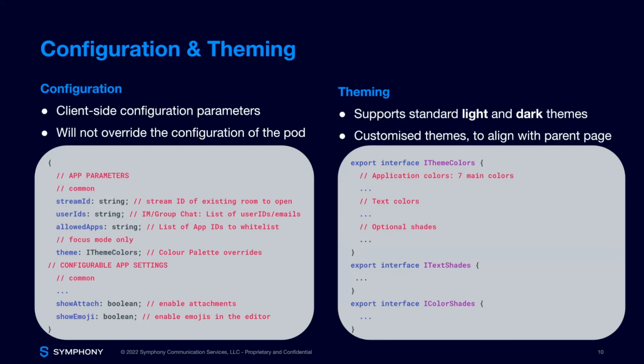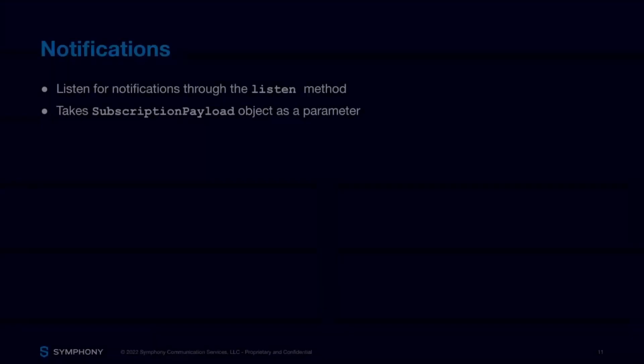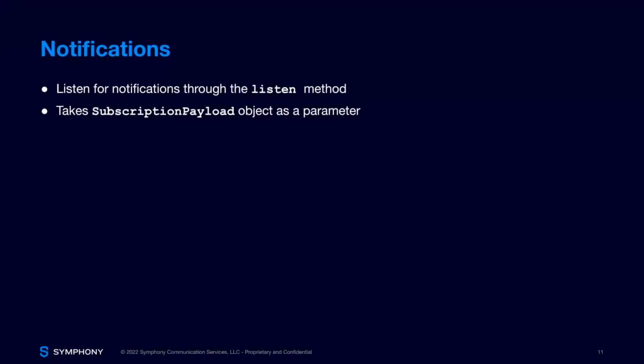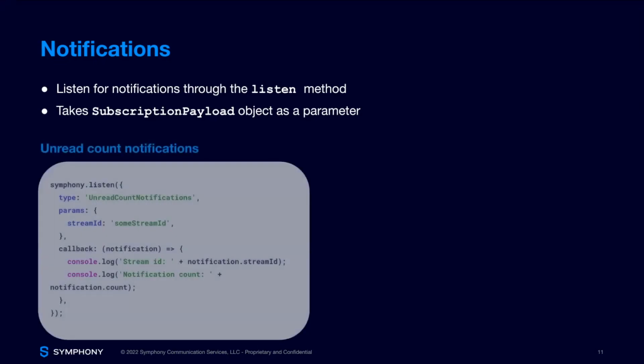So Vinay, the last capability for the ECP SDK is notifications. Can you tell us more about them? Sure, so you can listen for notifications using the listen method. By using a subscription payload object as a parameter, you can define the notifications you want to view. So you can subscribe for unread count notifications using a stream ID. You are then returned a notification object containing the stream ID and count of unread messages.